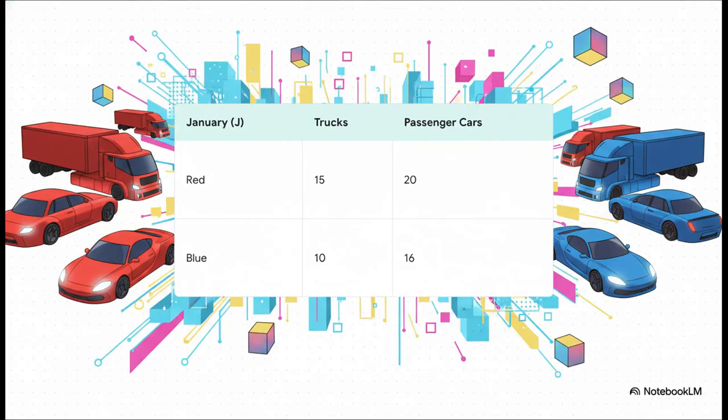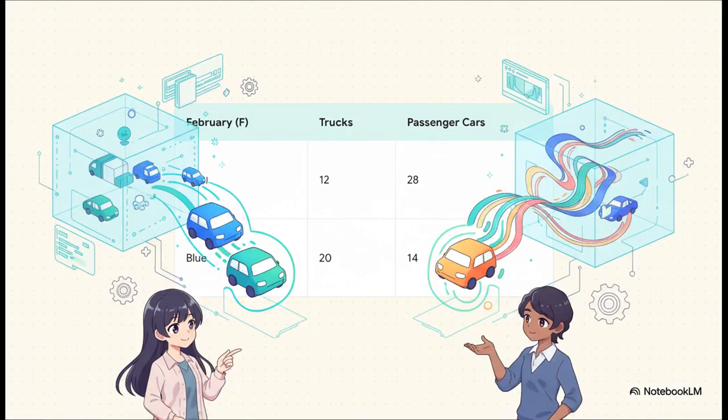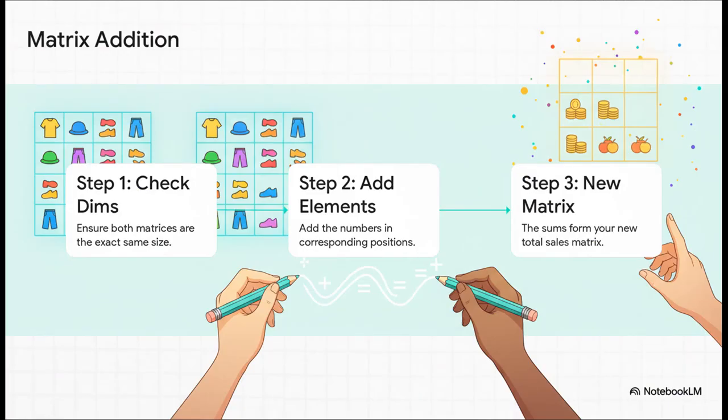All right, so here's our January sales matrix again. Let's just call it matrix J for short. And now, here comes February's data, which we'll call matrix F. Looks like sales were a little different that month. Okay, so how do we put these two together? Well, the process is actually incredibly simple, just the way we like it.